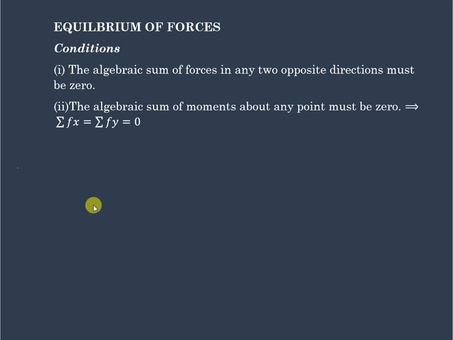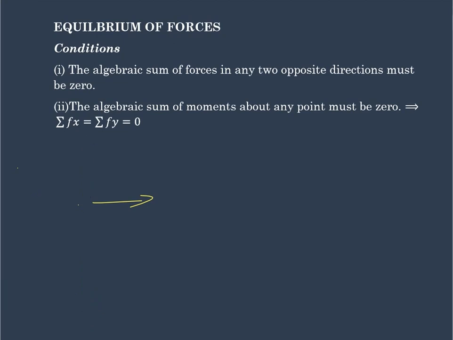That means that the forces in any direction are balancing. The forces in any opposite direction are balancing each other out. If you have the left, for example, the forces toward the left are balanced with those on the right. Upward forces are counterbalancing the downward forces. That is what we can say about equilibrium of forces.